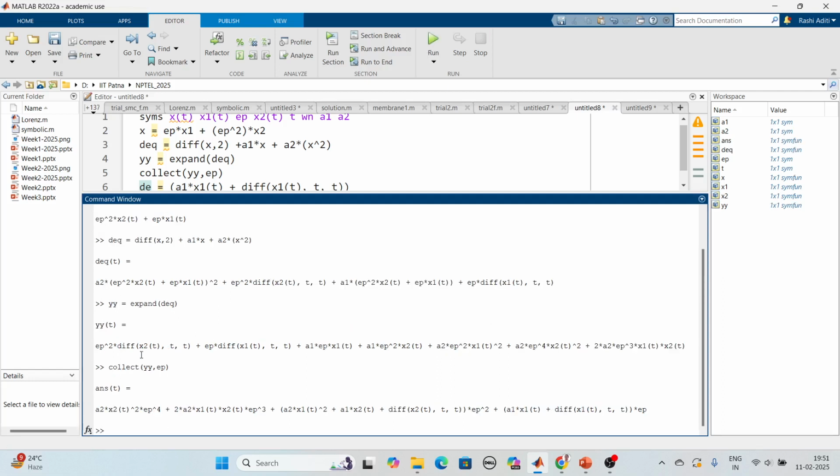Now if you see what this command has done, earlier this expression of yy was actually in a random form.